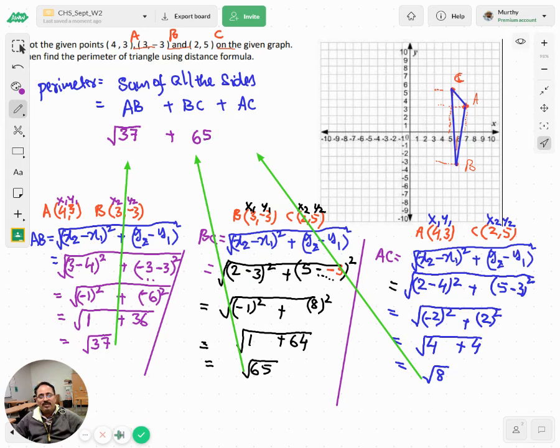I know some of you are very smart, then you must be thinking 65 plus 37. But friends, if there is a radical sign or square root sign, you are not supposed to add the values. You cannot add 65 and 37 as 102. No, it's not correct. And square root of 8. So as I told you before, you cannot add them. Then what is the final answer? Just leave them as they are. This will be your final answer.